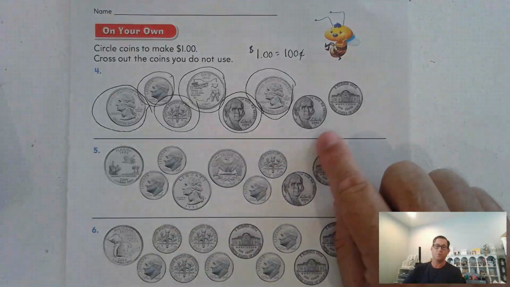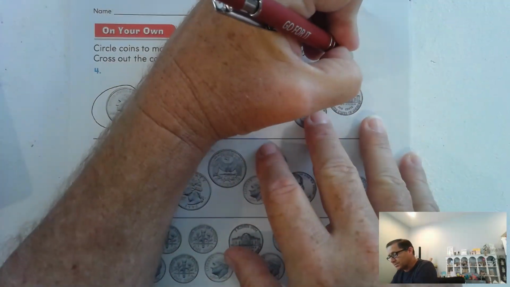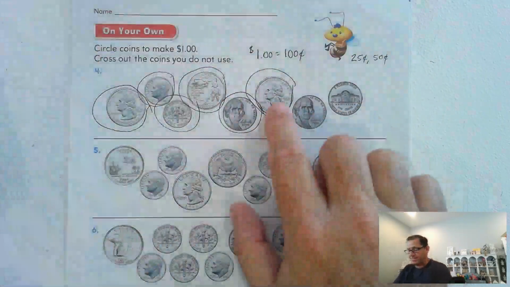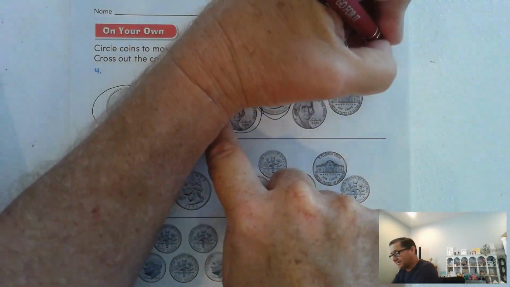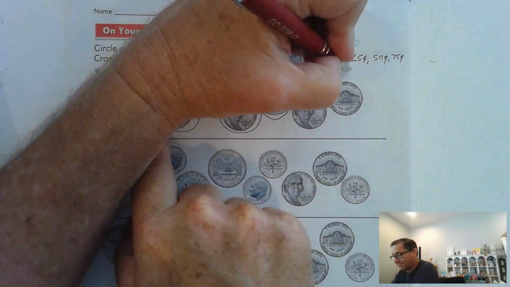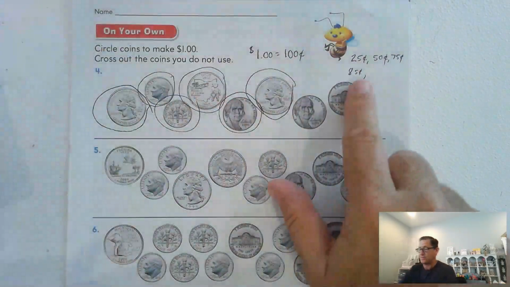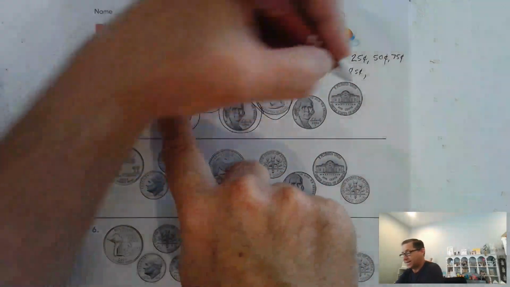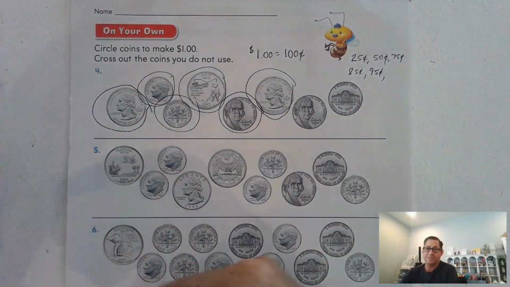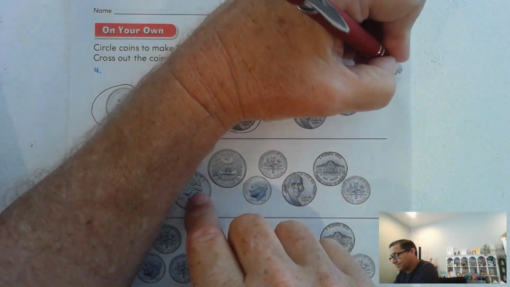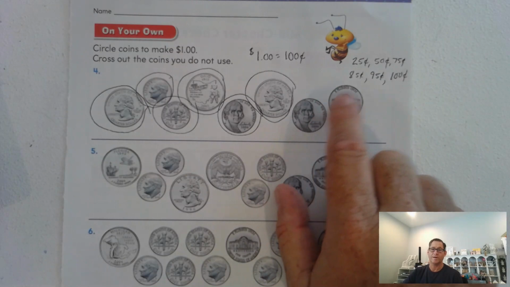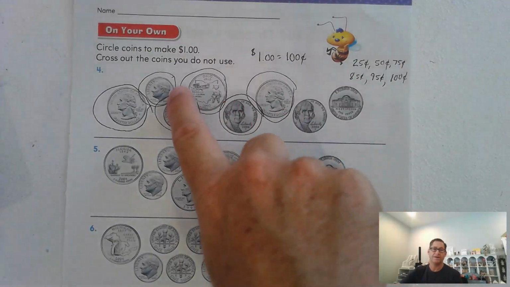Okay, so we're not going to circle all the coins. So 25 cents, 50 cents for the second quarter, 75 cents with 3 quarters. A dime added to 75 would make us go to 85 cents. Another dime, 85 plus 10 is 95. And then how much more do we need to equal $1? We need a nickel. Okay. So we needed 6 coins in this case. 1, 2, 3, 4, 5, 6.